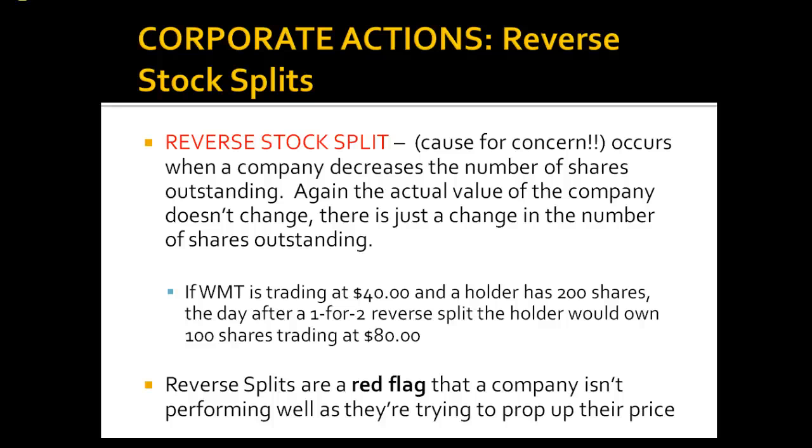So a reverse stock split occurs when a company decreases the number of shares outstanding. Again, the actual value of the company doesn't change, there's just a change in the number of shares outstanding. So if Walmart is trading at $40 and a holder has 200 shares, the day after a 1-for-2 reverse split, the holder would own 100 shares trading at $80.